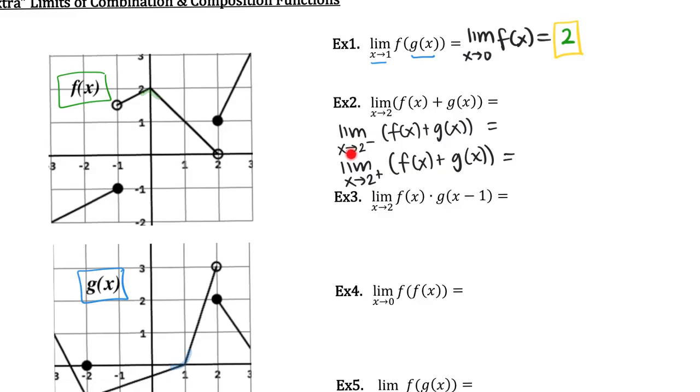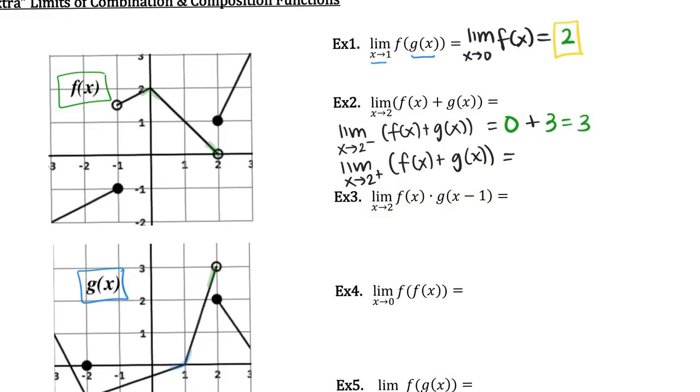Okay, the limit as x approaches 2 from the left of f of x. F of x is up here. At x equals 2, if I'm coming from the left, it looks like I am approaching 0 plus. Now the limit as x approaches 2 from the left of g of x. G of x is down here. Here's 2. If I'm approaching 2 from the left, I'm approaching 3. So 0 plus 3 is 3.